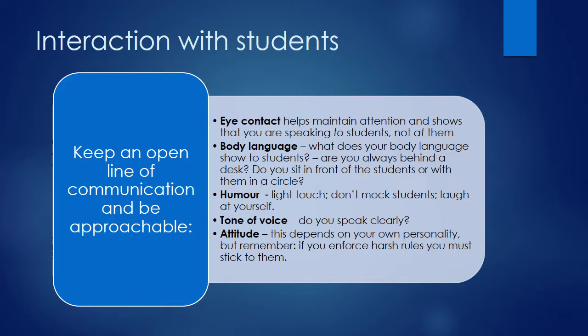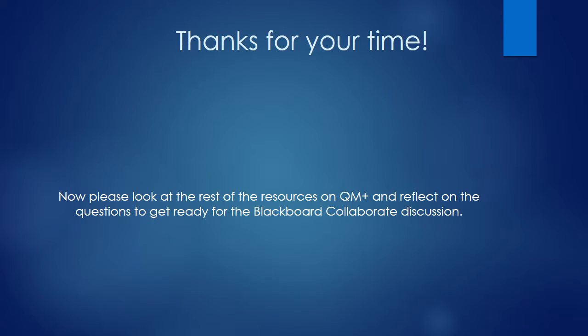Choose the attitude that suits you, but remember, if you enforce really harsh rules, A, you'll have to live with maybe being less approachable to the students, and B, you've got to stick to them. So if you say, you can't come into my classroom if you're more than 5 minutes late, that has to mean that nobody can come into the classroom if they're more than 5 minutes late, even if they're your favourite student. And it also means that you need to stick to the same rules. So you can't be 20 minutes late. You have to show that you're subject to the same rules as them.